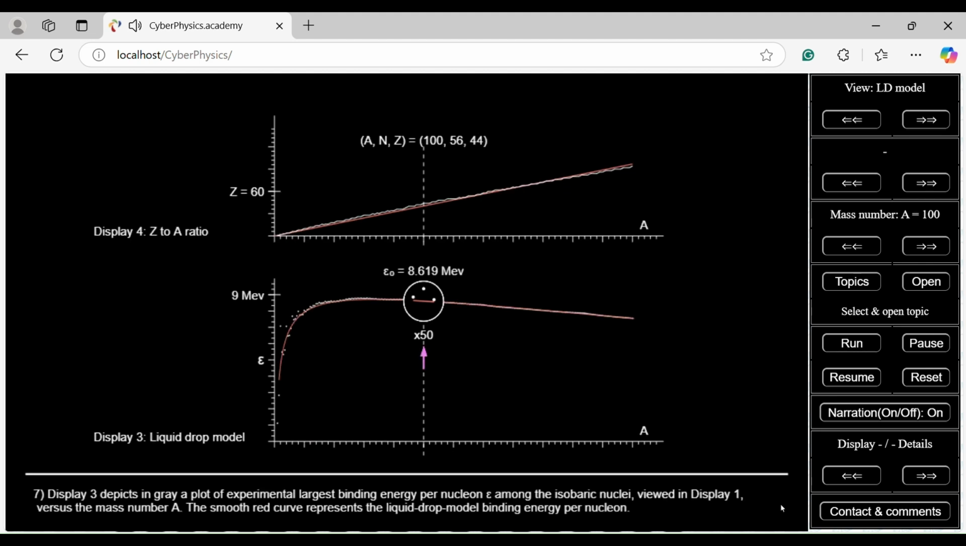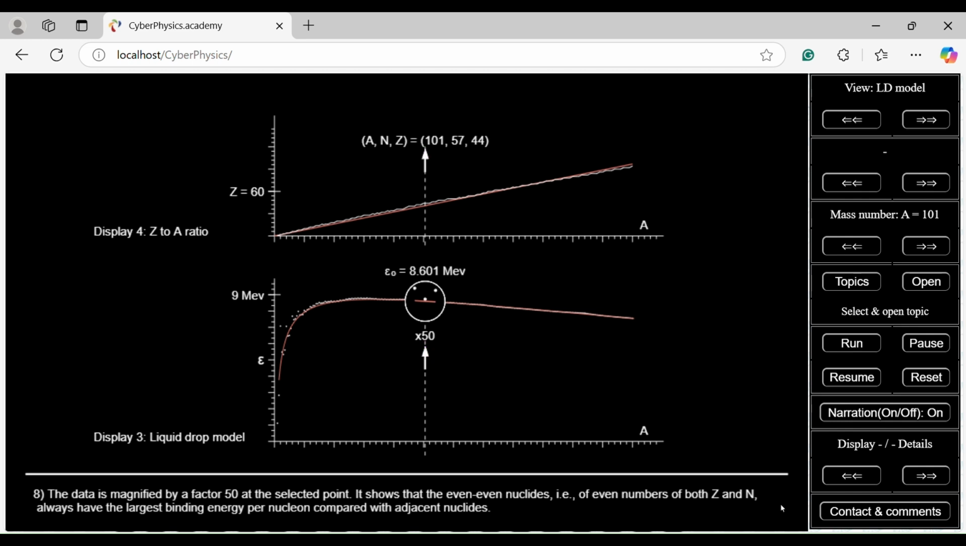Display 3 depicts in gray a plot of experimental largest binding energy per nucleon among the isobaric nuclei, viewed in display 1, versus the mass number A. The smooth red curve represents the liquid drop model binding energy per nucleon. The data is magnified by a factor 50 at the selected point.